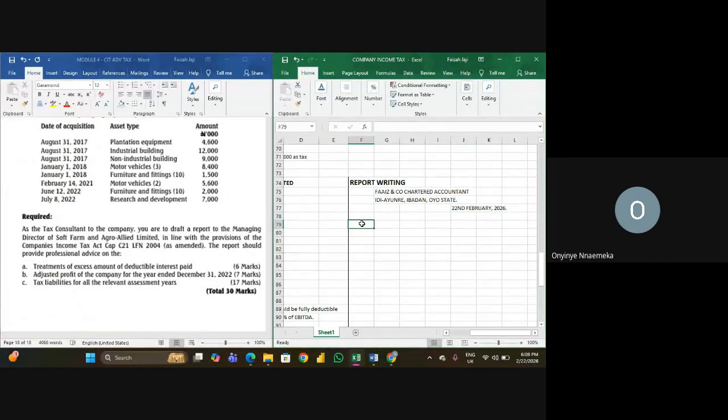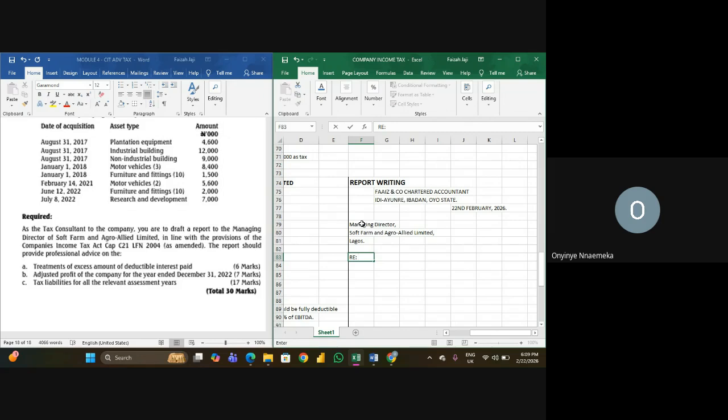Who are we addressing this to? The Managing Director of Soft Farm and Agro Allied Limited. Where is the company located? Lagos. Then reply. RE means response.